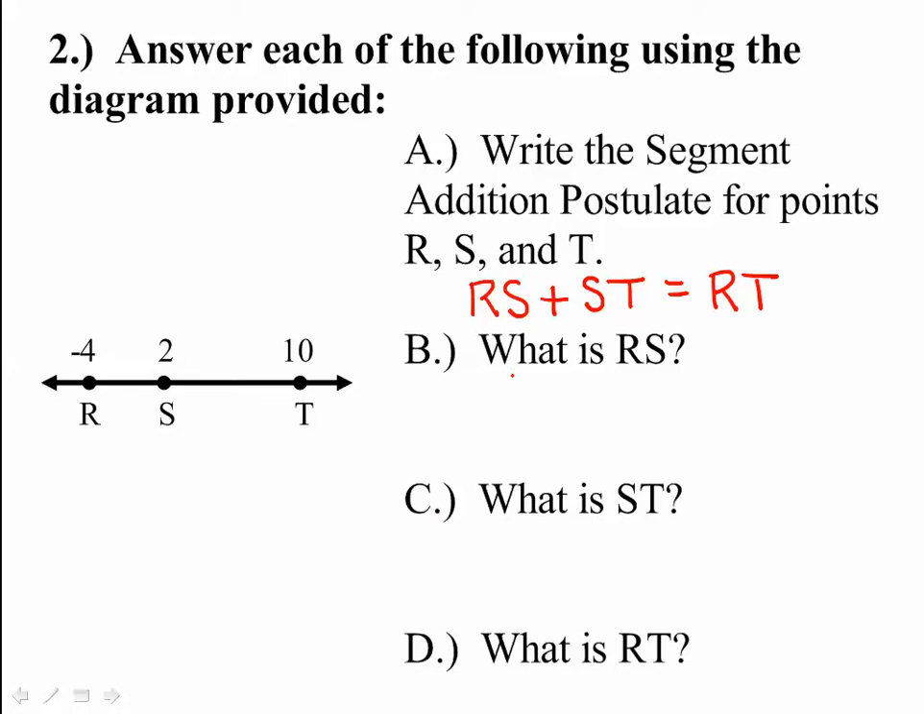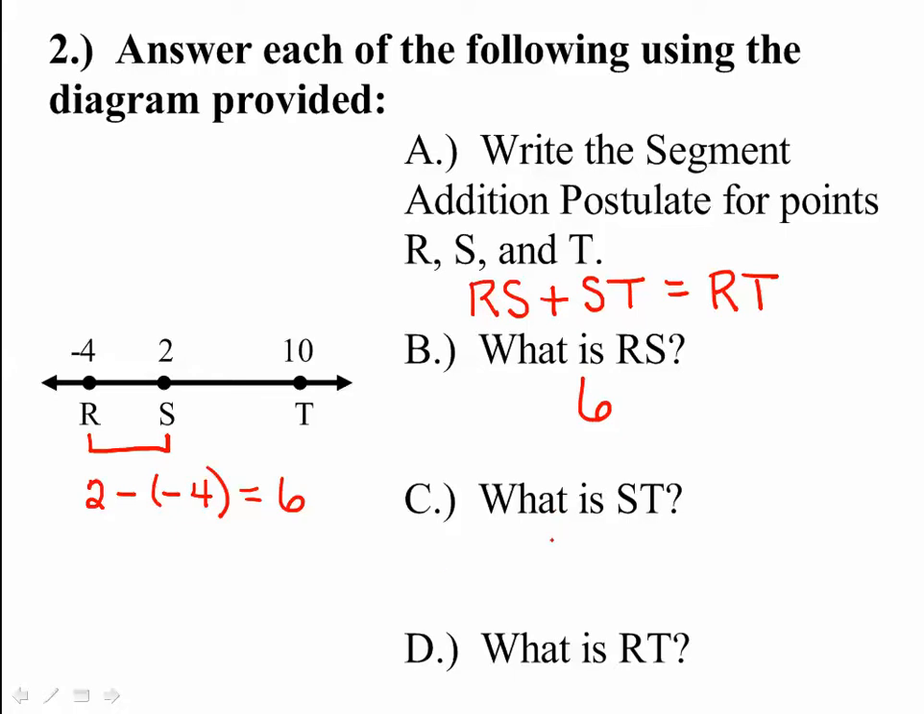Letter B says, what is the distance from R to S? Now we can look at this and we can see that R is at -4 and S is at +2. Using what we learned from the ruler postulate, we can subtract the two numbers, and 2 minus -4, which is really 2 plus 4, is 6. So it is 6 units from R to S.